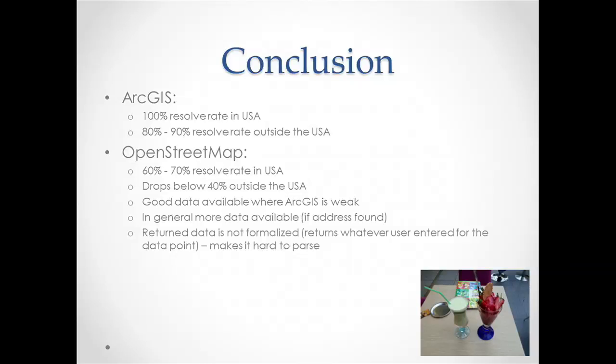If you go to OpenStreetMap and use the same functionality in the United States, you get about 60 to 70%, which is okay. It's not really good. If you go outside of the United States, it really drops below 40%, so less than half the addresses you have can be resolved by OpenStreetMap Nominatim. Again, it's not really a data problem because all the data is there. All the streets and house numbers and everything are in the OpenStreetMap database, but this Nominatim address resolver cannot resolve the address you feed into it.